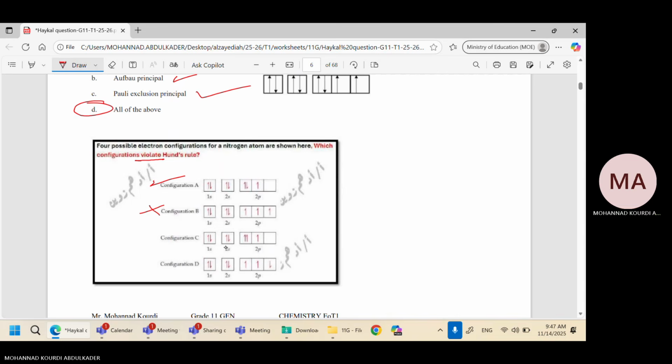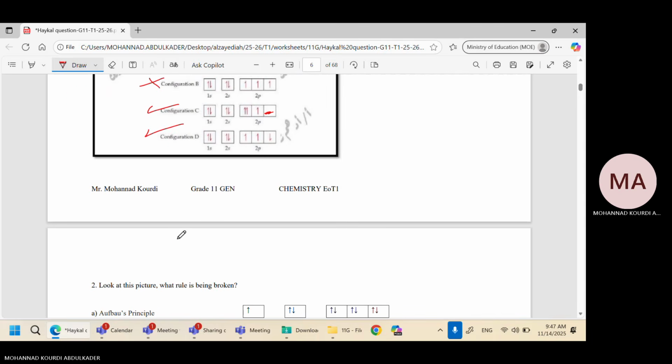Configuration C is corrupted. Why? Because I have paired electrons with the same direction of spin, so I can pick it, and here is empty. Okay, this one is empty, so I cannot say it violates Hund's rule. Okay, D configuration always violates Hund's rule. Why? Because I have opposite spin in the other orbital.